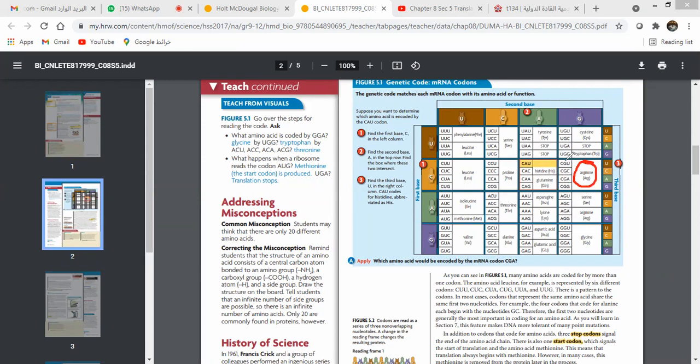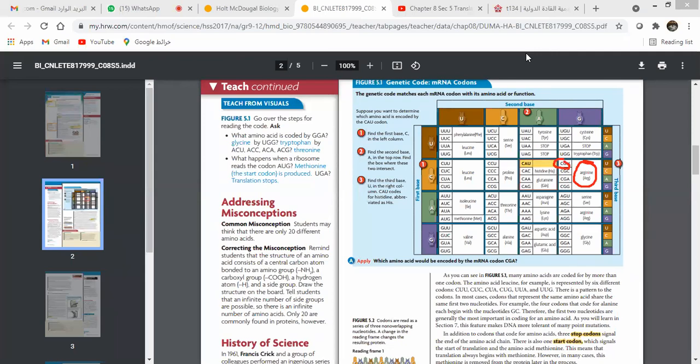Look at the first 2 nucleotides. Here I have CG, here I have CG, and here I have CG. All of them start with CG. Okay?